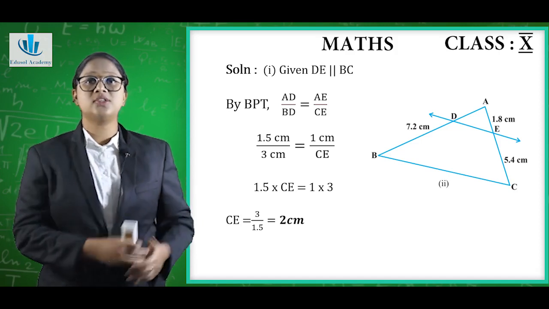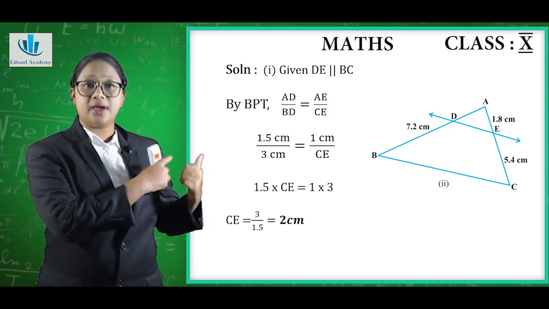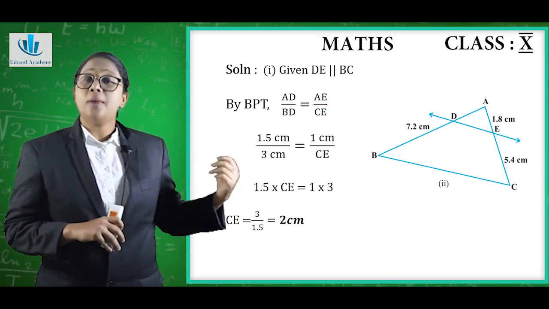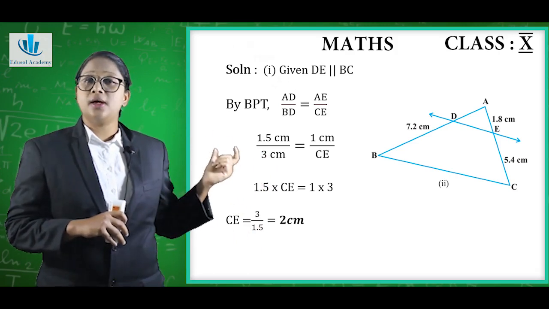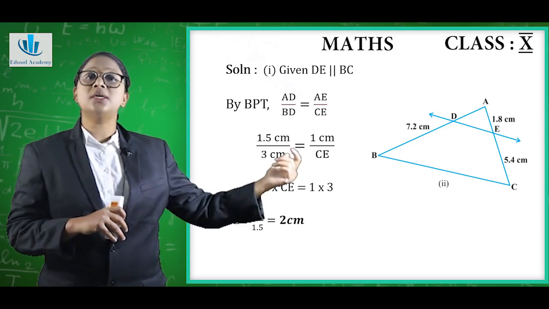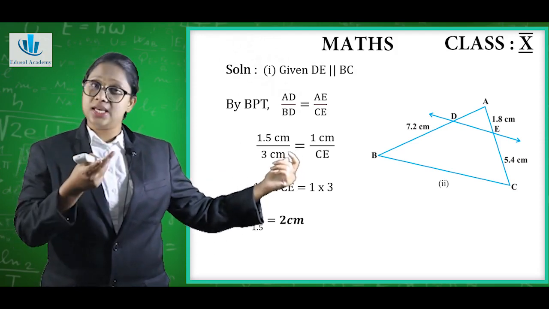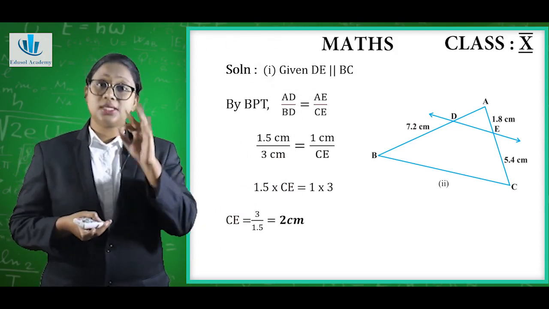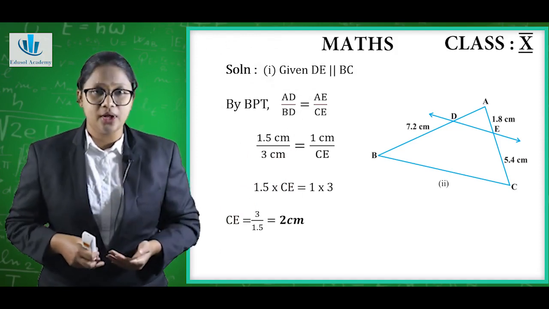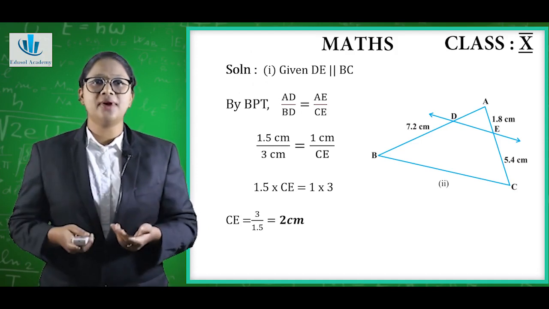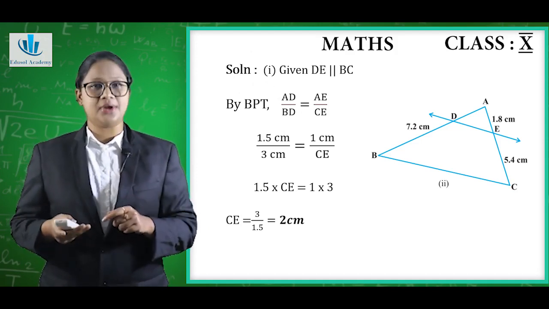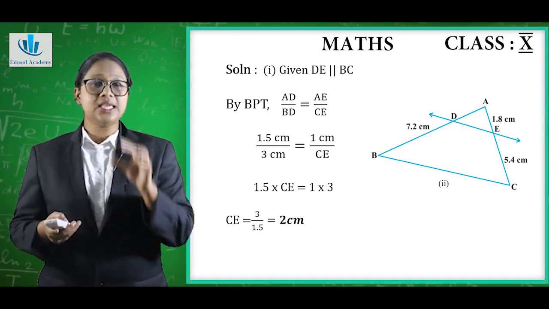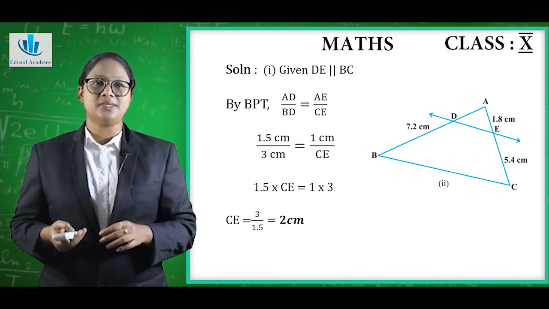So what we do is transpose 1.5 to the other side. You have to pay attention here. 1.5 was being multiplied here, so upon transposing it to the other side, the operation will change to division. So it will become 1 into 3, that is 3, divided by 1.5. What is 3 by 1.5? 2. 2 centimeter is the right answer. So the final answer is the value of CE is equal to 2 centimeter.